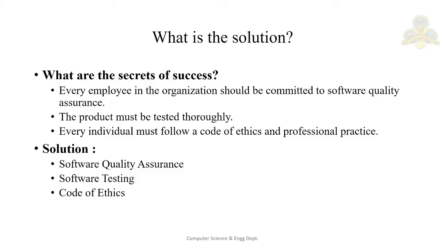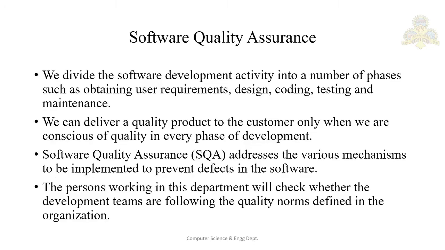Now let us concentrate on what are the solutions. So there are three solutions, that is software quality assurance, then software testing and code of ethics. Now we will discuss this one by one. The first one is software quality assurance. If we want to deliver quality software as per the customer requirements, we need to be quality conscious throughout. I mean, from the beginning of the project to its completion, we should be quality conscious.